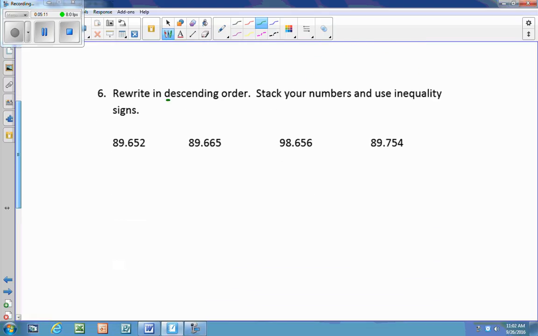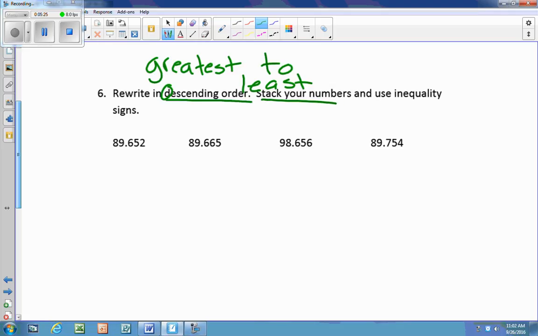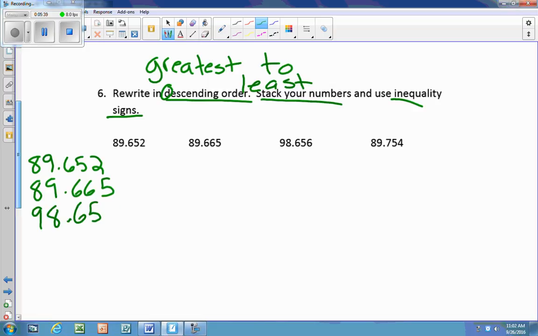And this time we're going to do descending order. So that means greatest to least. Because descend, that D tells me I'm going down. I have to stack my numbers and I need to use inequality symbols. So I'm going to stack on the side. And I first want to find my largest number. Well, they all have 8s except for this one. So I know that's my largest number.